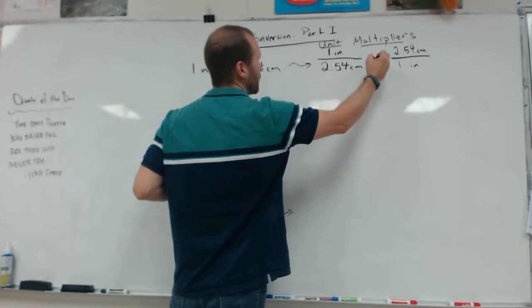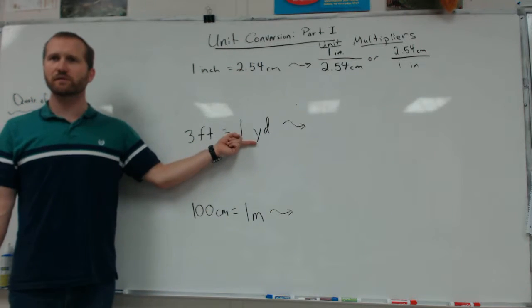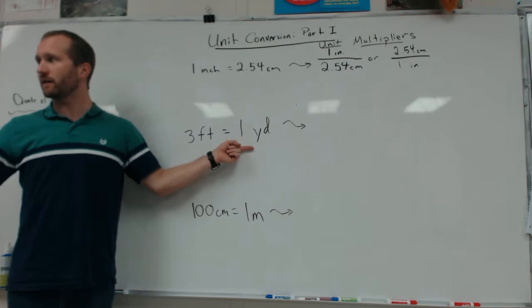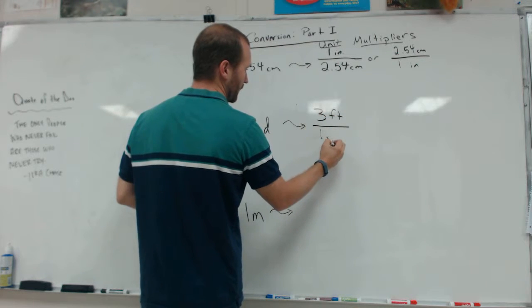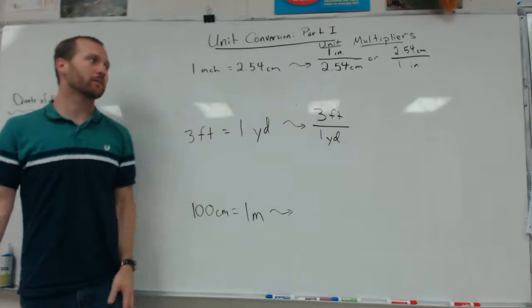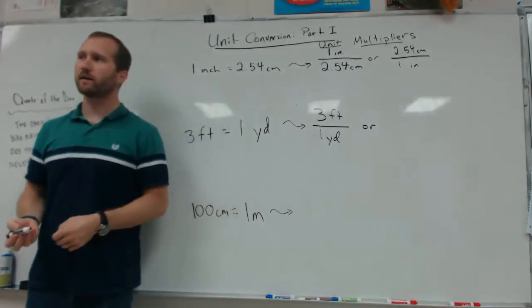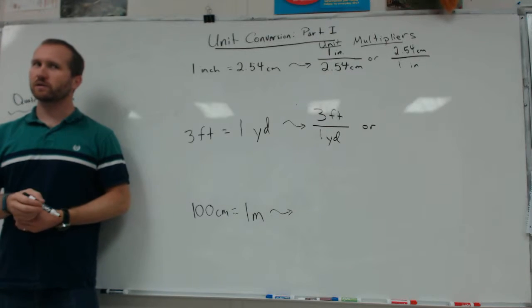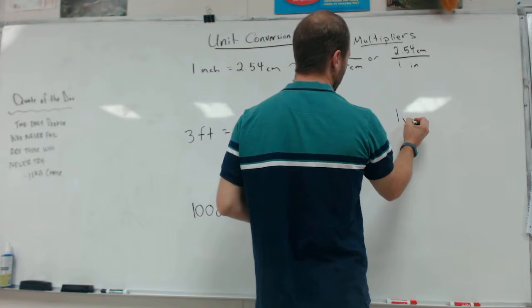Alright. Someone want to guess what one of the unit multipliers for this conversion factor is? Yeah. 3 feet over 1 yard. And what does this equal, this fraction? It equals 1. Or, what's our other unit multiplier? We have a second unit multiplier. Yeah. 1 yard over 3 feet.